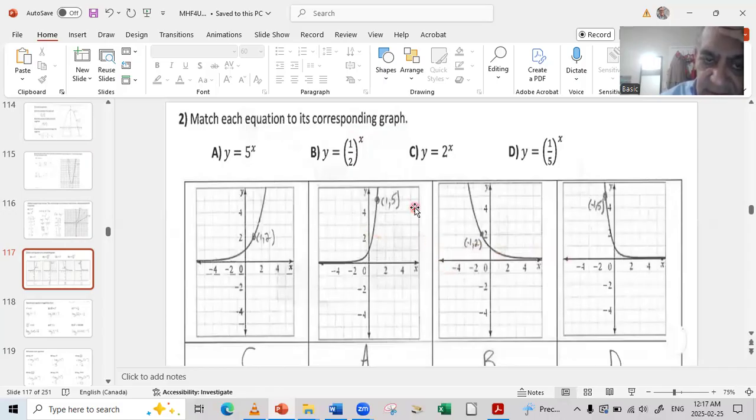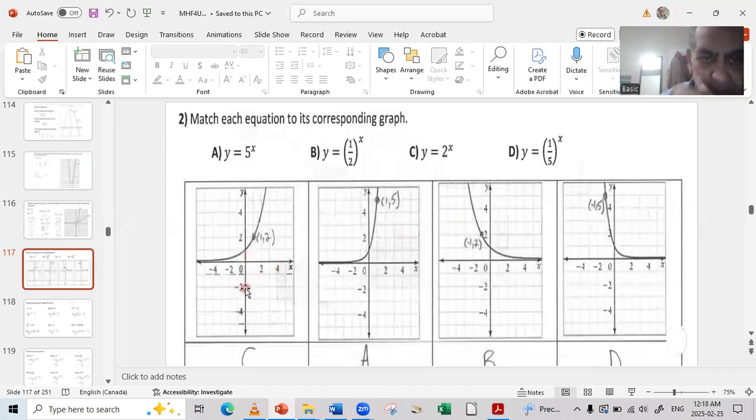Third, the C one: y equals 2 power x. Let's say that x is 0. 2 power 0 will be 1. So if x is 0, y will be 2. Here it is. We are in figure C. X is 0, y is 2. Here, 0 and 2.